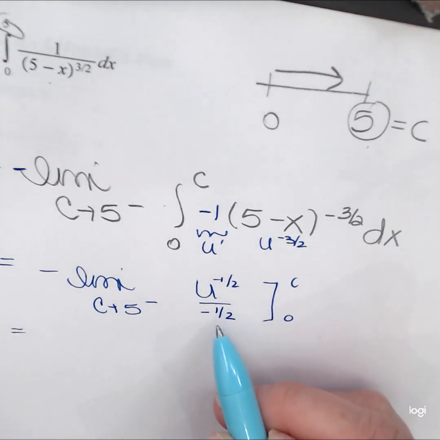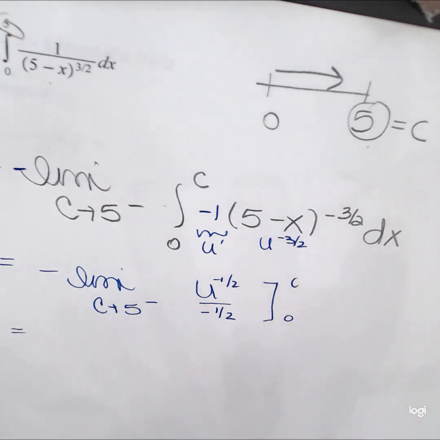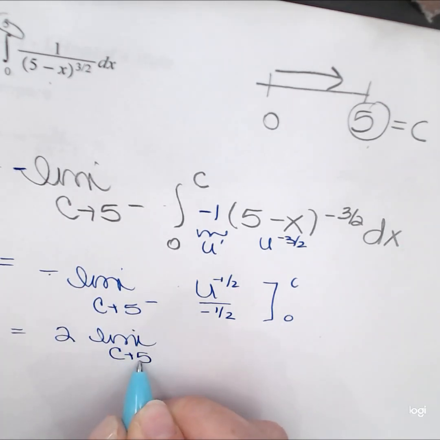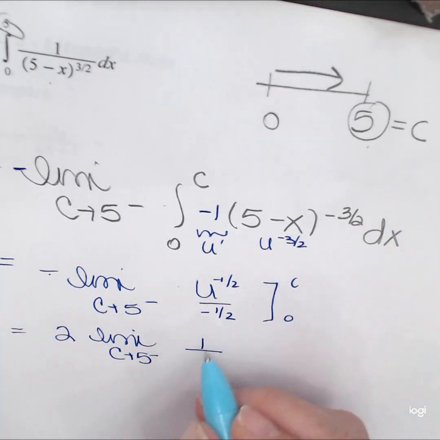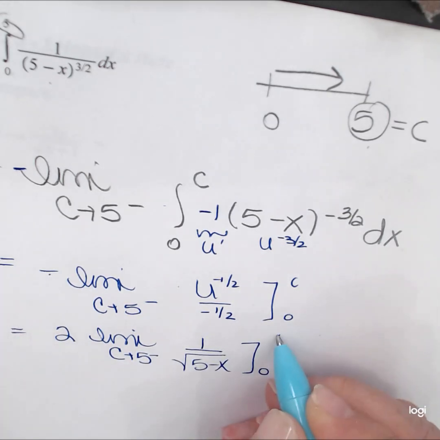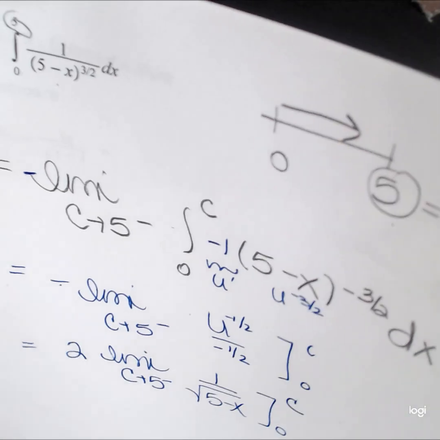First off, this negative 1/2 is going to flip and multiply as a negative 2. And I'm going to take that negative 2 and bring it out here and combine it with this negative. So I'm going to get 2 times the limit as c approaches 5 from the left. This u is going to have to come down to the bottom, and I am going to get 1 divided by the square root of u. U in this case was 5 minus x, which I will look at between 0 and c.